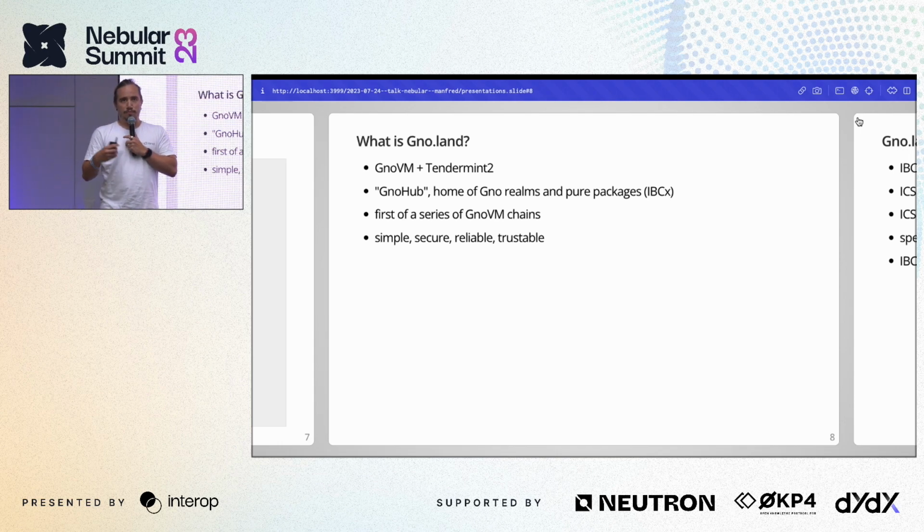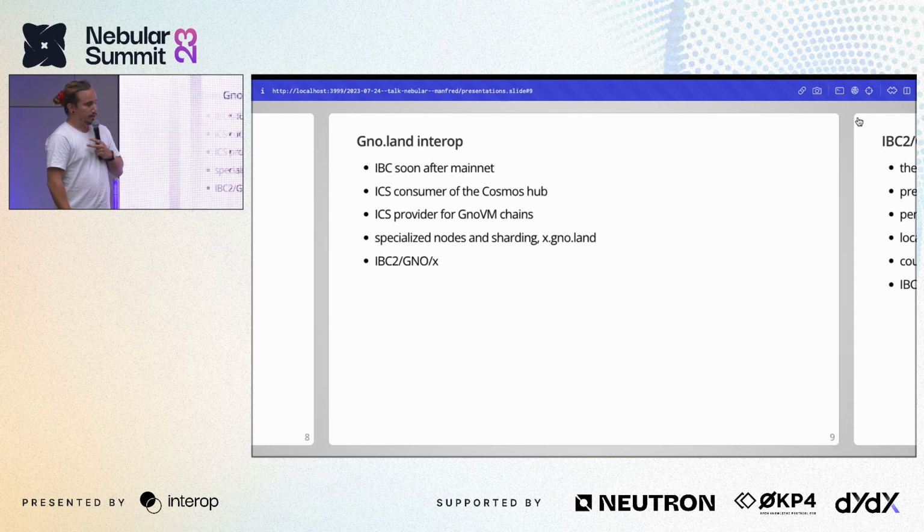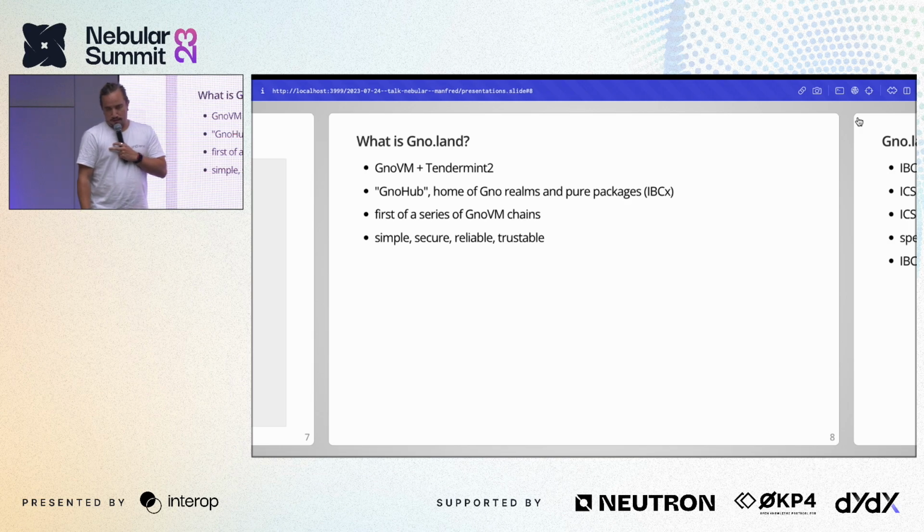If you have a good implementation of a token or liquidity pool pattern or whatever, you can also include just a library from another GnoVM chain and just write your code on your blockchain.